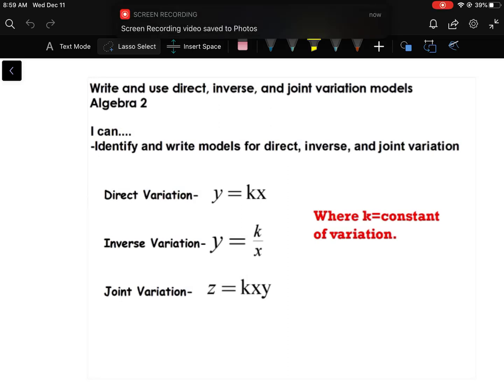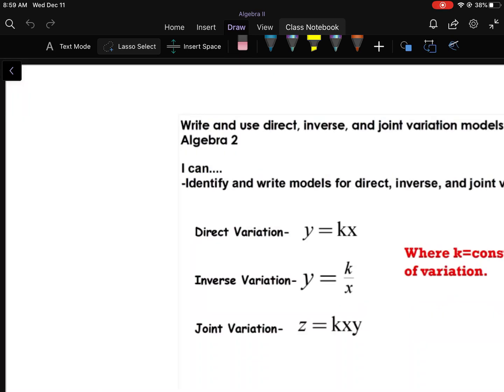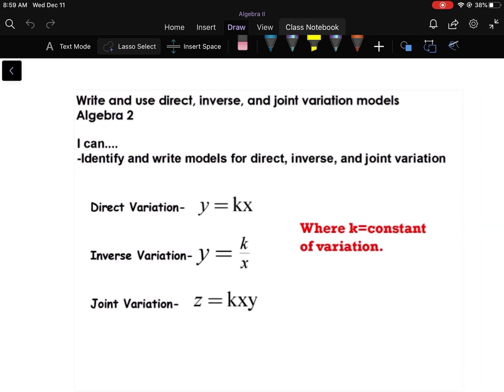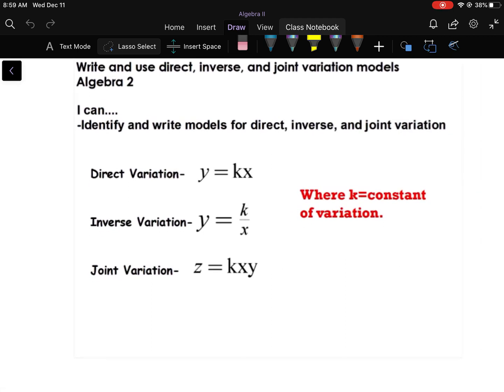Okay, write and use direct, inverse, and joint variation models. You have seen direct variation before. You just haven't thought of it this way. Direct variation is basically that you are, maybe I should take a step back, talk about this k value. This k value is just a value that you keep on either multiplying or dividing by. It's a constant number that you're given.